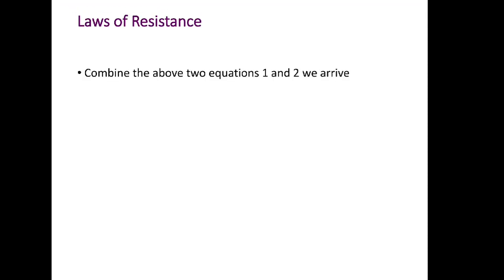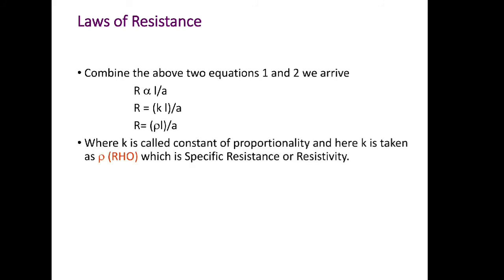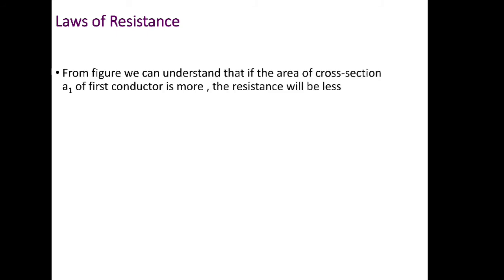So let us see, combining these two equations 1 and 2, what we get: R is proportional to L by A. R is directly proportional to L and inversely proportional to the area of cross section. So R is equal to some constant K into L by A, that is R is equal to rho L by A. That K is called the constant of proportionality, and here K is taken as rho, which is known as the resistivity or specific resistance of the material. Rho also depends upon the nature of the material. Resistivity depends upon the nature of the material as discussed earlier.